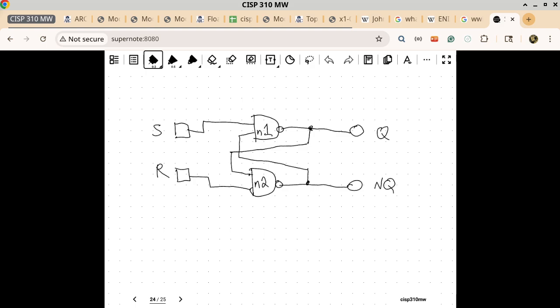Now it turns out that a lot of circuits work only because there's a propagational delay. Without a propagational delay, a lot of circuits actually would not work.